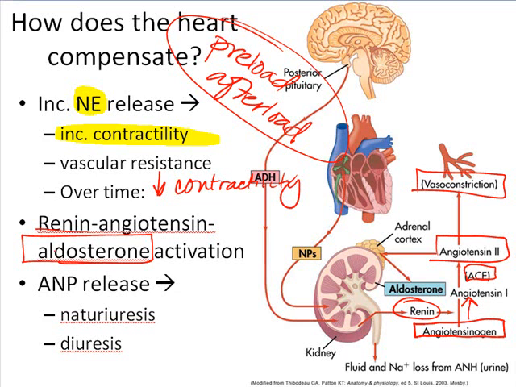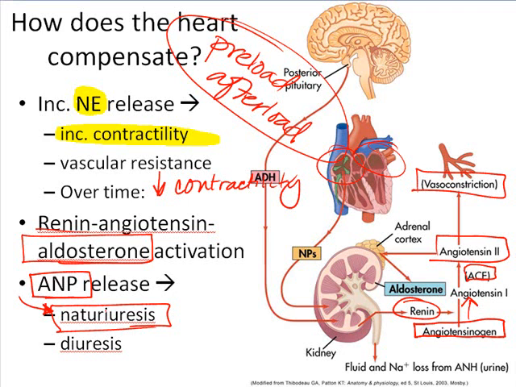Now, another way that the heart compensates is through the release of atrial natriuretic peptide. And this is from the atria of the heart. And natriuretic peptide is basically a hormone that helps to get rid of sodium. Natriuresis means to get rid of sodium. So we get lots of loss of fluid, diuresis, and this helps to reduce overall blood volume and thus overall blood pressure. So this is kind of working counter or opposite to what's happening with norepinephrine and renin release.